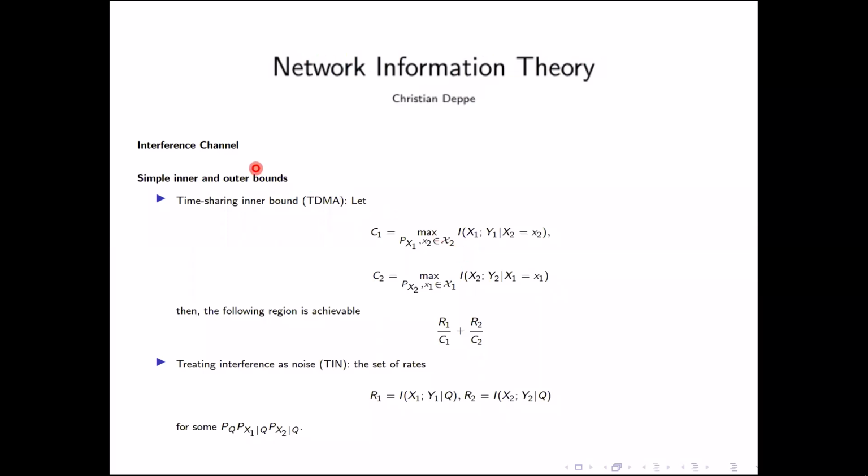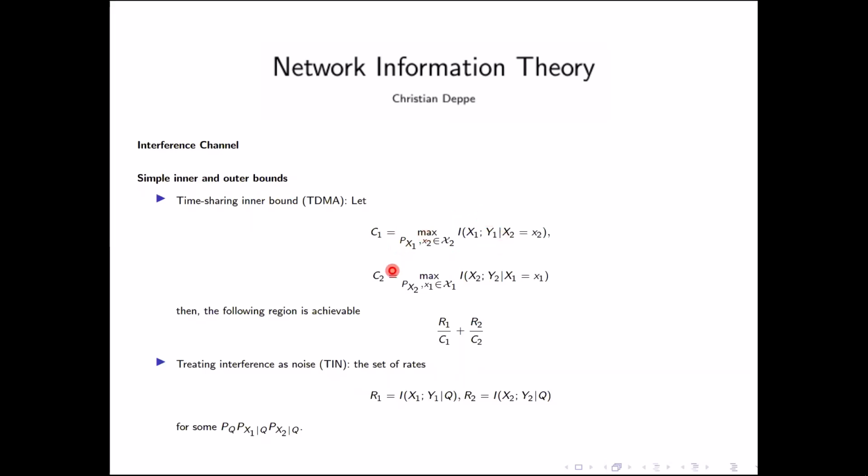First, we consider two simple bounds, an inner and an outer bound. The first thing is we can do time sharing to get an inner bound. So assume that somehow the two encoders work together. That means at some time slots, encoder 2 just sends one symbol, and at this symbol, encoder 1 is allowed to send everything.